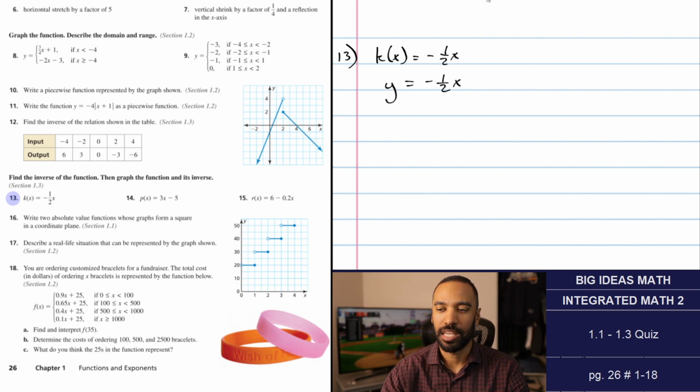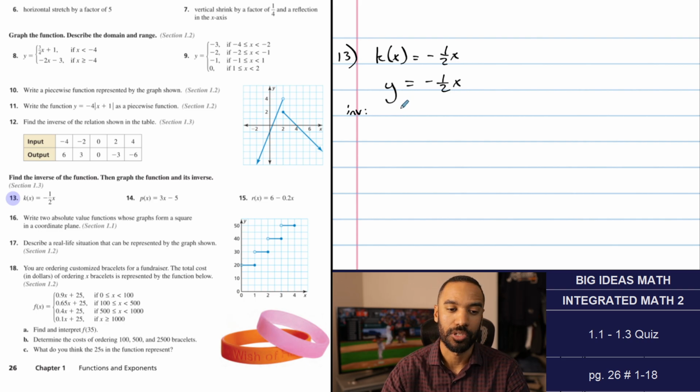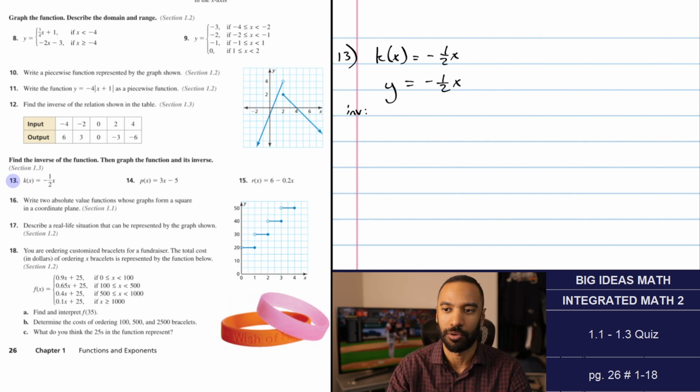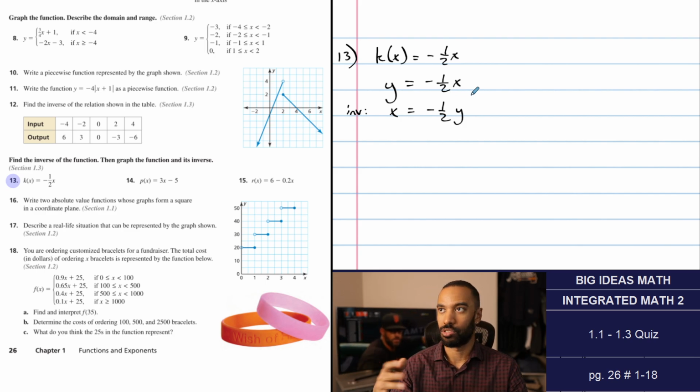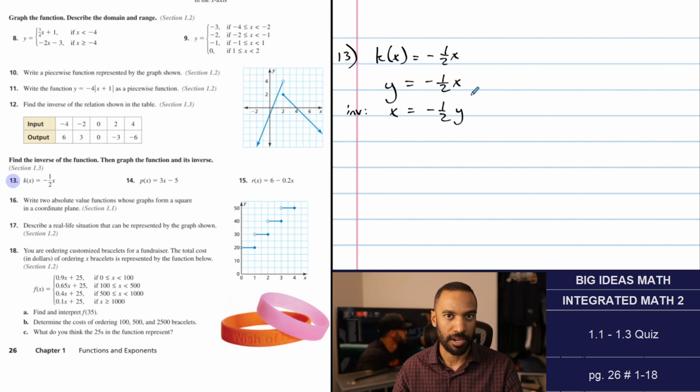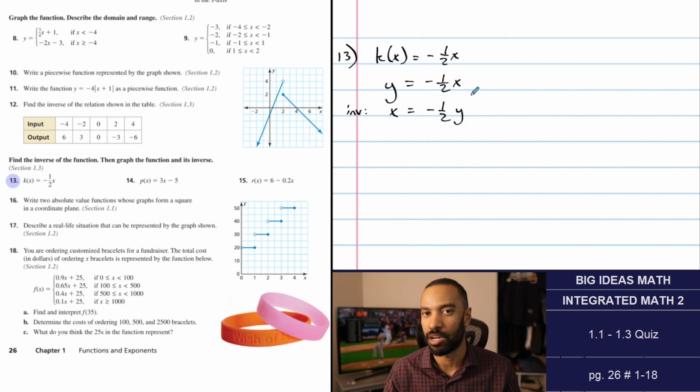Now I'm going to take the inverse of this. Taking the inverse means x and y swap. You just saw that on number 12 for a completely different reason. But x and y swap. Now this says x equals -1/2 y. The goal is to resolve for y, so you have an equation in slope-intercept form, where y is the dependent variable based on x, because they're represented by the same graph. So we want to get y by itself again.